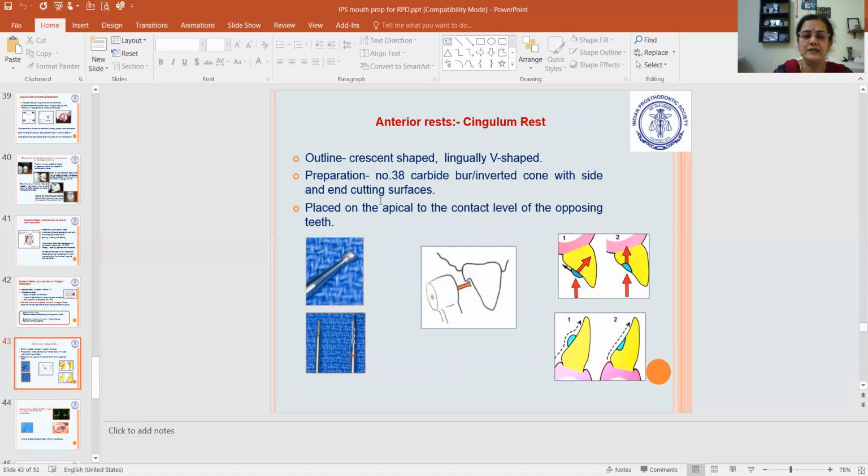Coming to the anterior rest, that is the cingulum rest. Here again the outline is crescent shaped. Lingually it is V-shaped. It has to be prepared using a number 38 carbide or an inverted cone bur with side and end cutting surfaces, and placed apical to the contact level of the opposing teeth.